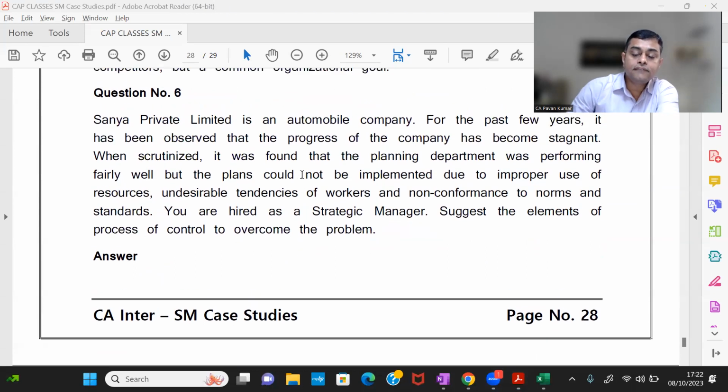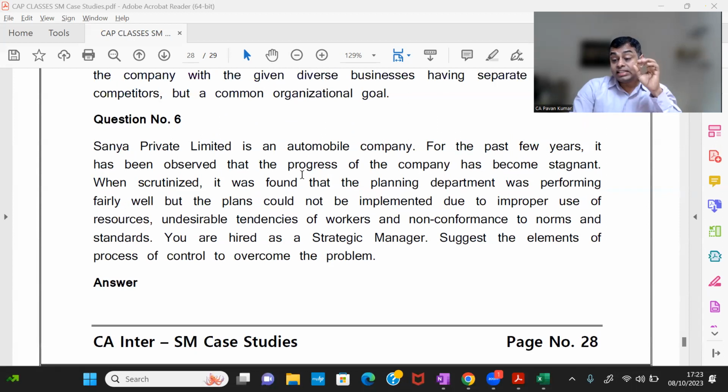CA Private Limited is an automobile company. For the past few years, it has been observed that the progress of the company has become stagnant. When scrutinized, it was found that the planning department was performing fairly well, but the plans could not be implemented due to improper use of resources, undesirable tendencies of workers, and non-conformance to norms and standards. You are hired as a strategic manager, suggest elements of process of control to overcome the problem.